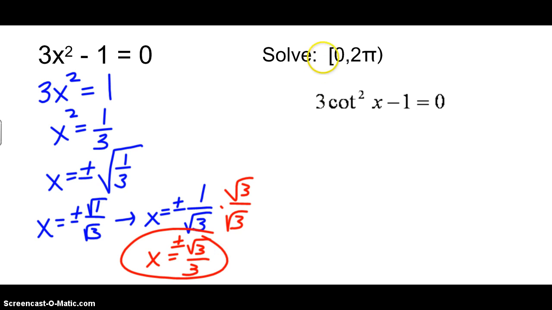Now, I'm looking between 0 and 2 pi, so again in radians and once around my circle, to figure out 3 cotangent square root of x minus 1 is equal to 0. So I'm going to apply what I did over here.